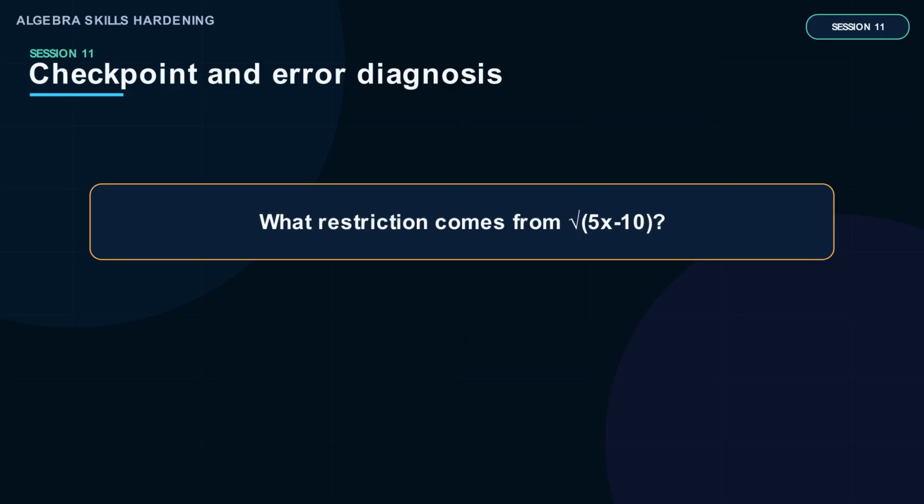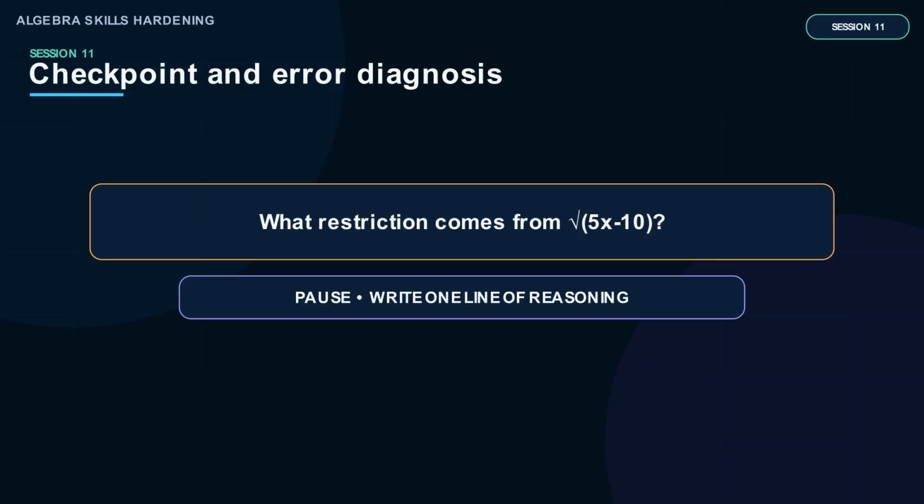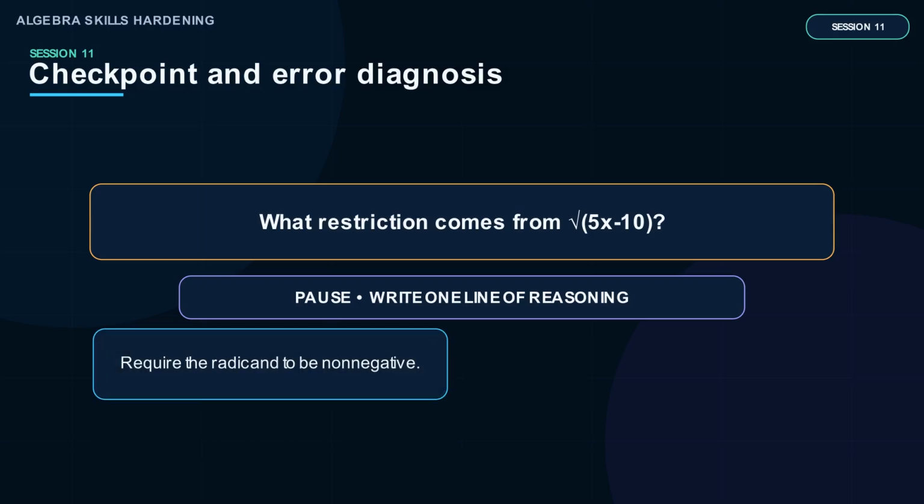Try this checkpoint without copying the example. What restriction comes from the square root of 5x minus 10? Decide which mathematical fact controls the answer. Write one line of reasoning before you commit. A visible decision is easier to inspect and correct. Focused hint. Require the radicand to be non-negative. Use it to repair your setup rather than guess. An accepted answer is x greater than or equal to 2. Explain why it works and name the first step that would expose a common error.